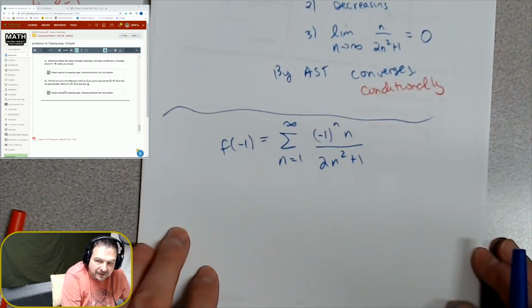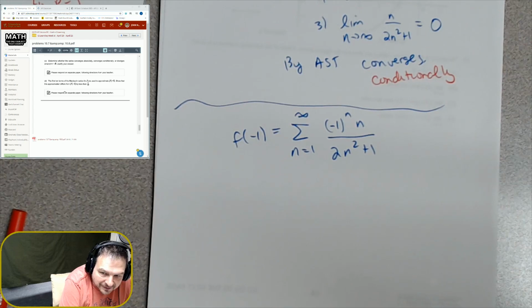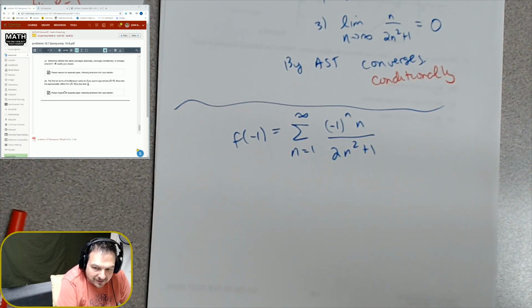What is this screaming? What is this telling you about? See the dramatic pause right there? It's telling you we're talking Lagrange error. We're talking the alternating error method.